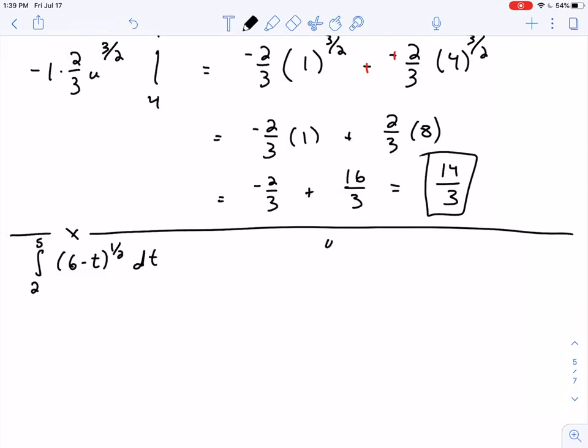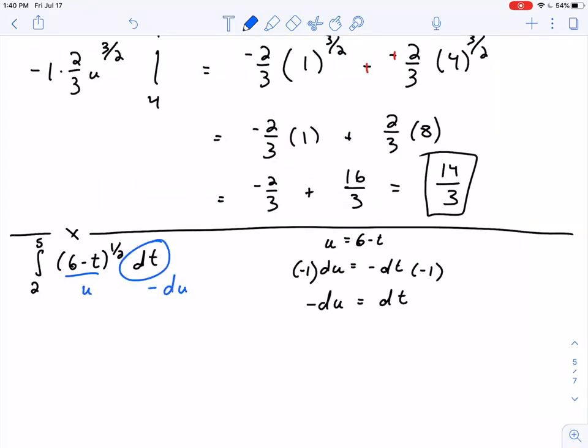So you're still going to pick u equals 6 minus t. You're still going to say du is equal to -dt. And we say, okay, we've got to get rid of that -1, so we'll multiply both sides by that. -du is equal to positive dt. So then we say, okay, this piece right here, that's my u. And this piece right here, that's -du. All of that is exactly what we did in the first part.